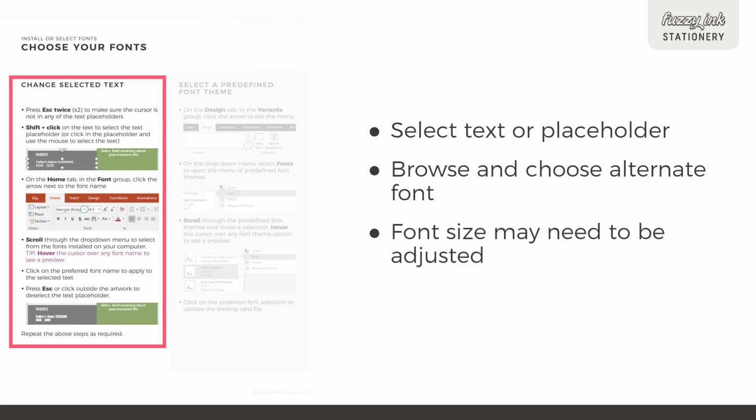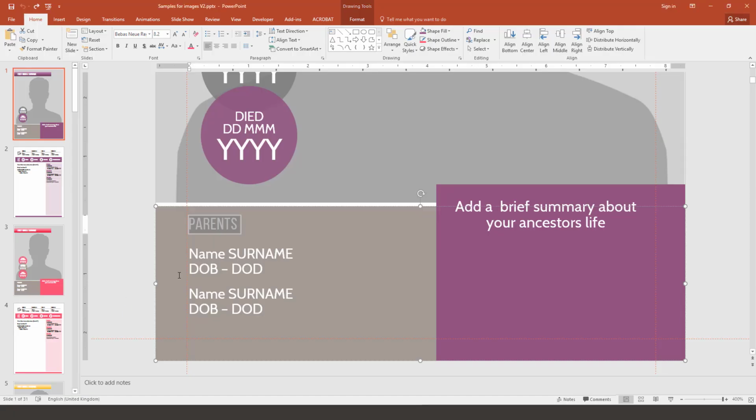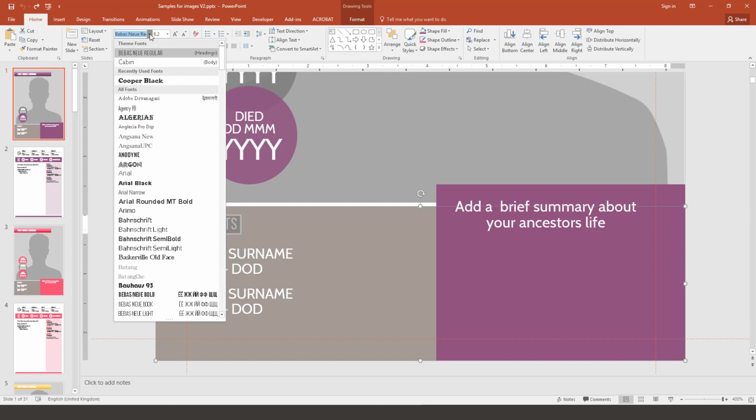So let's have a look at that in action. In this example, I'm going to change one of the headings on the front of the card. In this instance, it will be parents. So I simply select that text. I go to the Home tab and the font group, and I click on this little black arrow, and that will bring up all of the fonts on my computer.